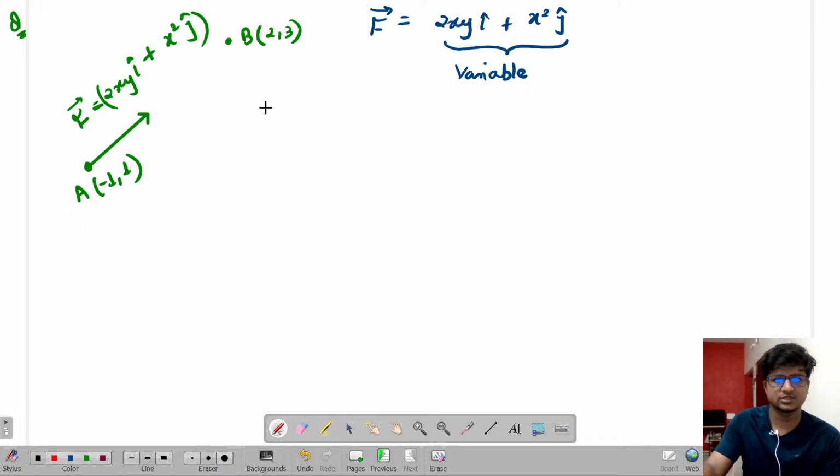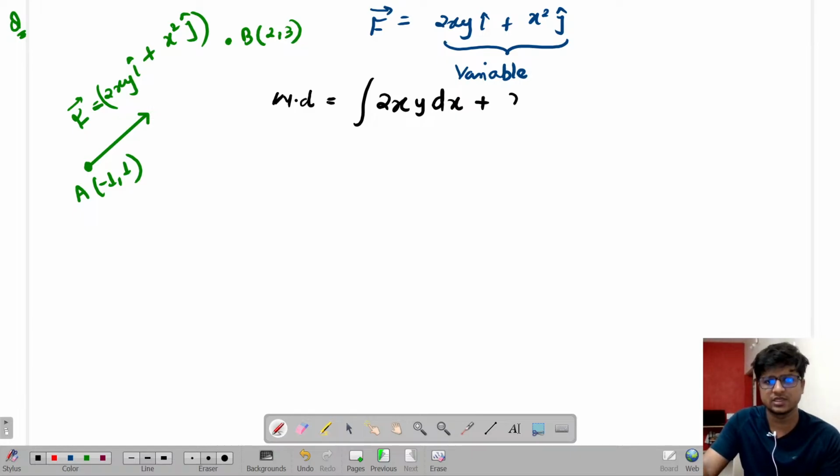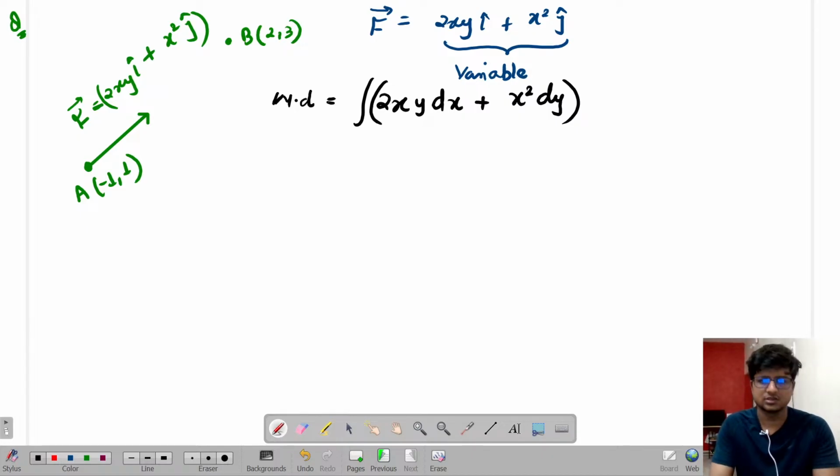If I try to put this in the work done equation, you write it as 2xy i cap is there, so it will come with dx, and this one is j cap, so it will come with x square dy. When you see this question, in the mind it appears like, sir, here it is y dx and here it is x dy. How to solve this integration? Correct now? You get a confusion like this, yes or no?